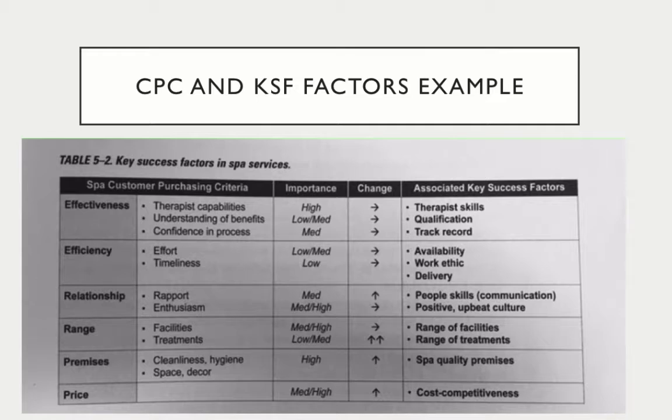Now, here's a chart that shows some of these customer purchasing criteria and key success factors. And as I mentioned, these are really the same things, but they're viewed from a different perspective. So you'll see in the first column there, and this is an example from a spa service. Okay, so this is the running example that the book has been using. So you'll see the criteria there: effectiveness, efficiency, relationship, etc. And then the first column there shows the customer purchasing criteria. So this is what they want.